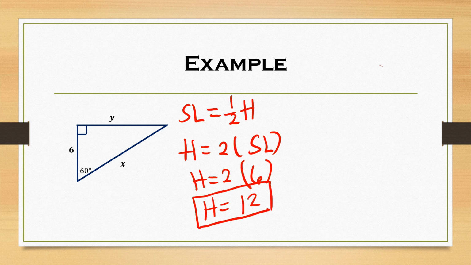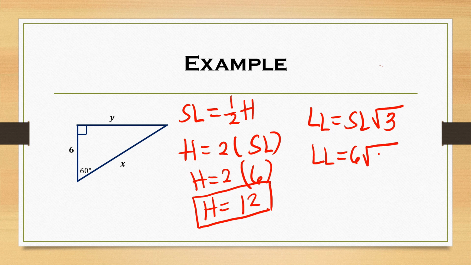Now, hanapin naman natin kung ano ang length ng ating longer leg. So, yung ating variable y. So, longer leg is equal to shorter leg times square root of 3. So, longer leg is equal to, ang value ni shorter leg ay 6. Then, copy natin square root of 3. So, we have 6 square root of 3. So, ito na ngayon yung ating sagot.